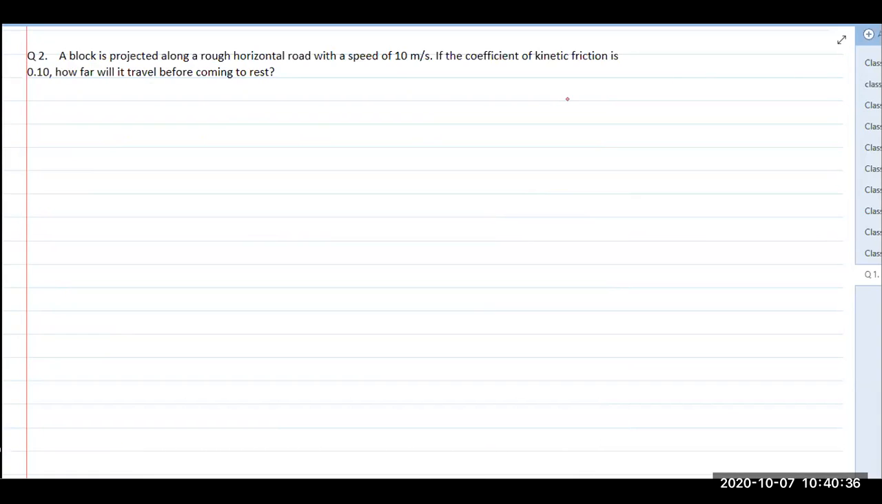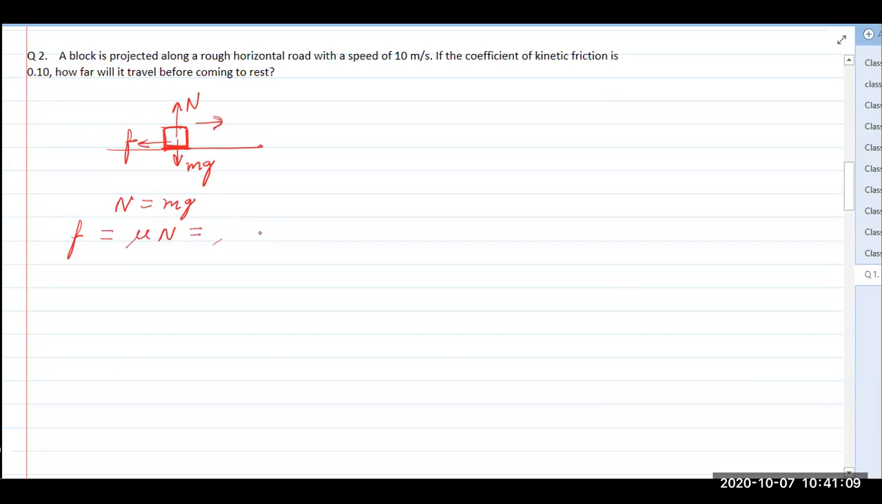Okay, so if a block is moving on a surface, if it is moving forward, the friction will act in the backward direction. So how much will the friction be? This is the normal and this is mg. If motion is forward, then the normal will be equal to mg and the friction will be equal to mu times normal, which is mu mg. So this is the value of friction.